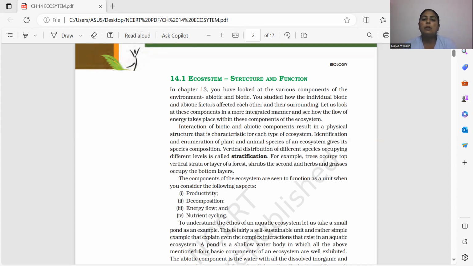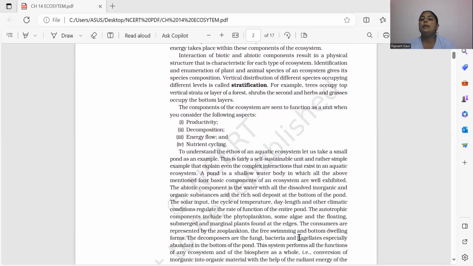So let us study how all these four components actually operate in an aquatic ecosystem. For the aquatic ecosystem, we are giving you the example of a small pond. As you know, a pond acts as an aquatic ecosystem, so it is a self-sustainable unit. And here in the pond, shallow water is there, and shallow water acts as an abiotic component. Besides the water, some dissolved inorganic and organic substances are also present in the shallow water of the pond. And what is present at the bottom of the pond is rich soil.